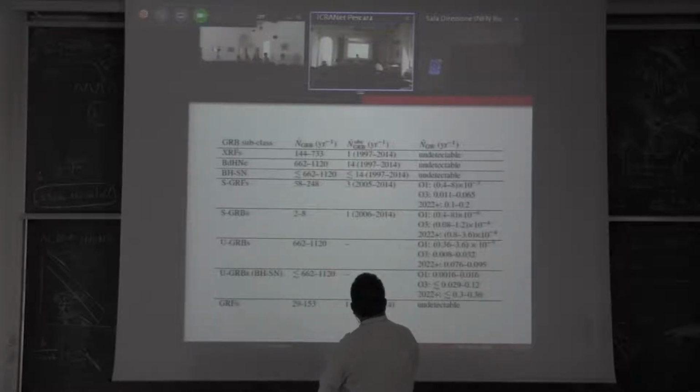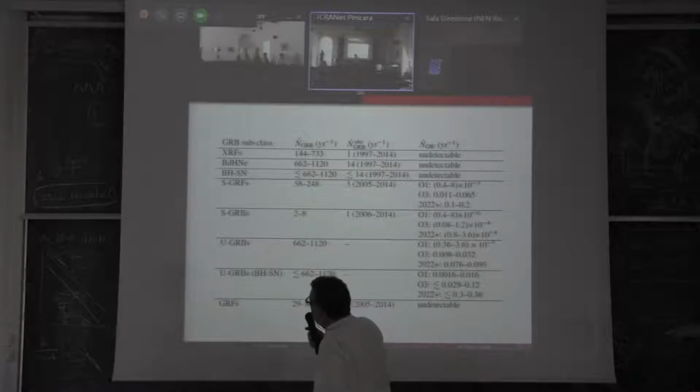This table corresponds to the number of sources observed per year. Can I have the n dot GRB, n dot observed GRB? What is the difference between these two n dot? The number per year of GRB and the number per year of observed. What does it mean? What is the difference?